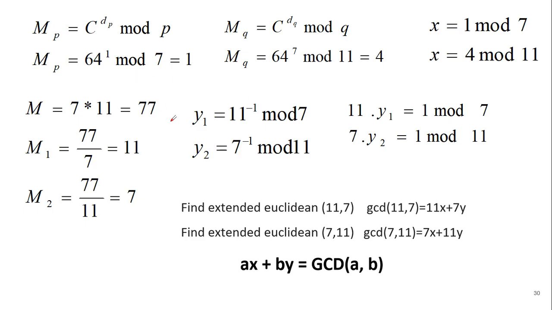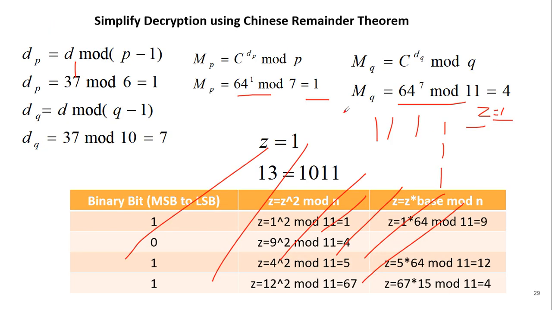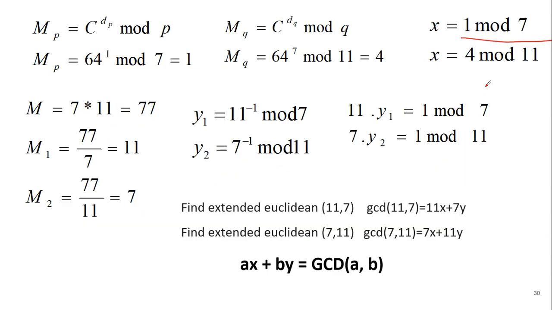Therefore we get the Chinese remainder equations as x equal to 1 mod 7, because this is with respect to mod 7, and second, x equal to 4 mod 11, with respect to mod 11. I have already published a video on the Chinese remainder theorem. Here we basically calculate capital M, then capital M1 and capital M2. Capital M is 7 into 11, which is 77. Capital M1 is 77 by 7, and here it is 77 by 11, so we are getting exactly opposite values.